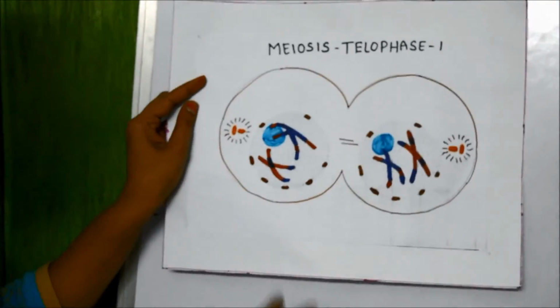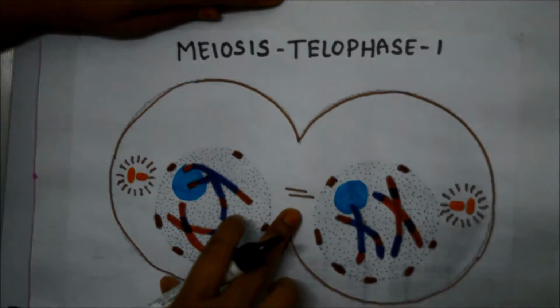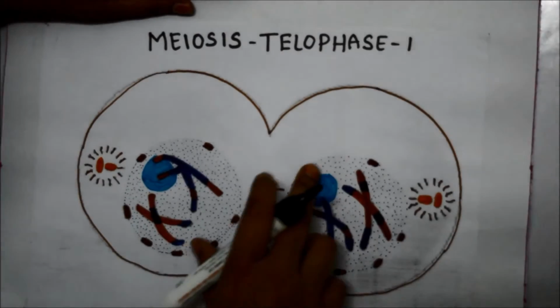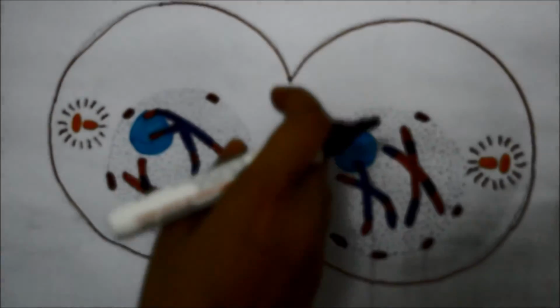Now let us see the stage of telophase in meiosis. In telophase, the spindle fibers totally disappear, the nuclear membrane and nuclear envelope reappear, and the chromosomes coil again to form chromatin. A cytokinesis layer divides the cell into two daughter cells.